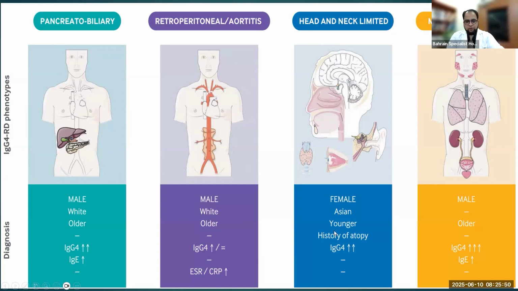It has been shown that young females have more cases with head and neck involvement, while elderly males show the other patterns of involvement. IgG4 was not much elevated, only slightly elevated or normal, in the retroperitoneal aortitis type, while IgG4 was markedly increased in the systemic or Mikulicz phenotype. IgE was slightly increased in the pancreaticobiliary, head and neck, and systemic types. ESR and CRP were mildly elevated in the retroperitoneal subtype.